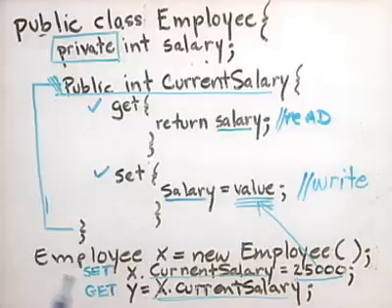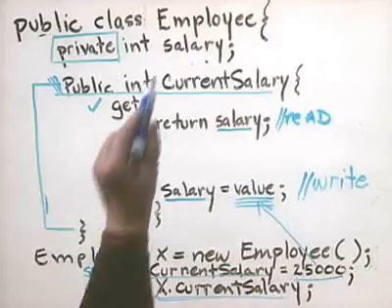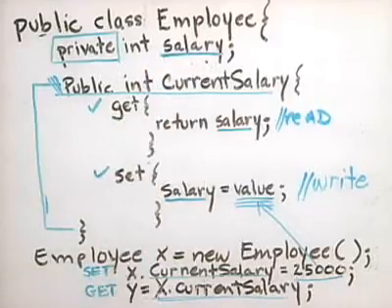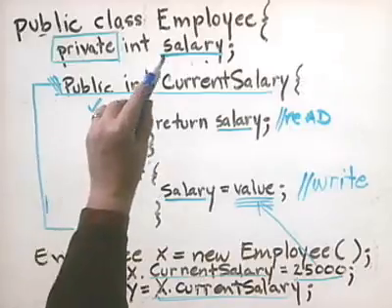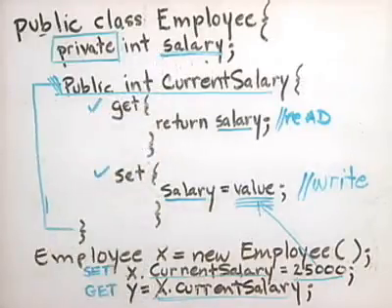Now, unbeknownst to the user of my class, or the object itself, x, I have no idea that what I'm really modifying or what I'm really reading is this salary data member, because it's not available to me. It's not visible to me. I don't see it. But all I know is that I'm calling something called current salary. And that's really all I need to know. So what I've done is I have actually encapsulated the reading and the writing of that data member inside that property. In this way, I have complete control over the salary data member.